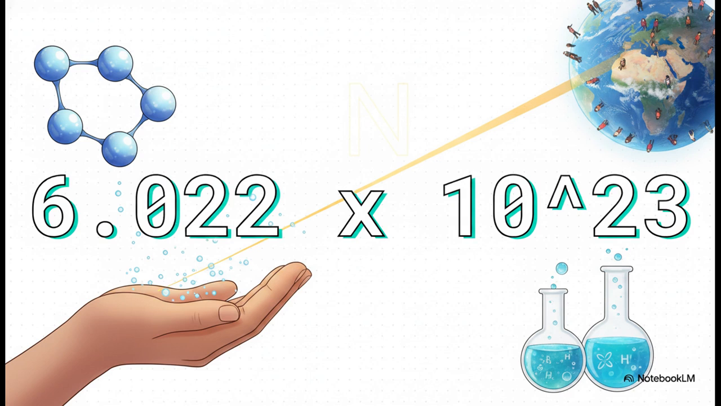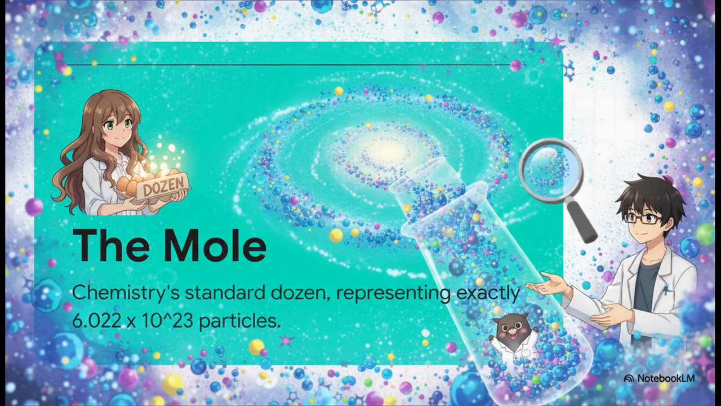Atoms are just so unimaginably small, we literally need a massive number just to have a usable amount in a lab. So the crucial point is this. Chemists needed a shortcut word for this giant number, and they called it the mole.